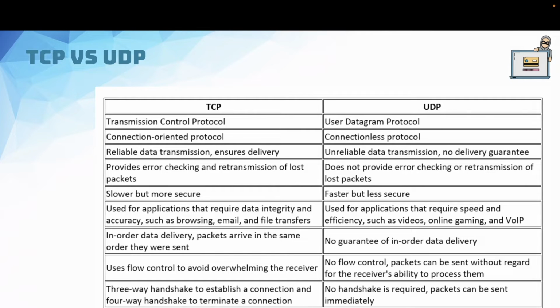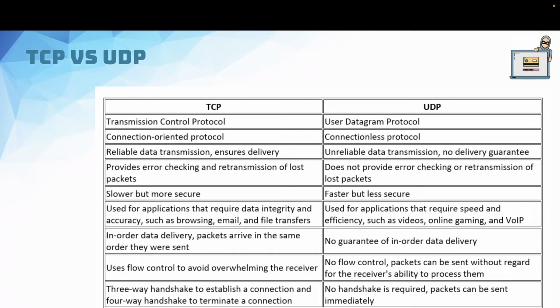TCP is based on in-order data delivery, meaning the packets arrive in the same order they were sent. UDP, on the other hand, has no guarantee of in-order data delivery, meaning that packets can arrive out of sync as well. Packet 20 can come first, and then instead of packet 21 or 22, it might send packet number 19. TCP uses flow control to avoid overwhelming the receiver, whereas UDP does not have flow control. The packets can be sent without regard to the receiver's ability to process them.